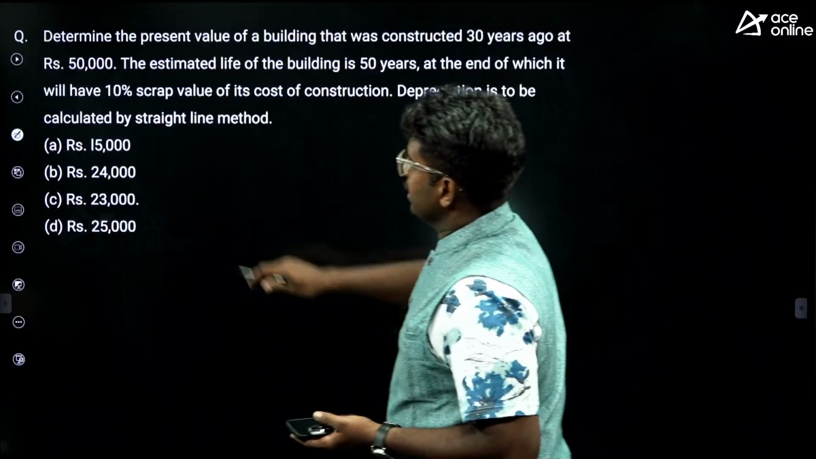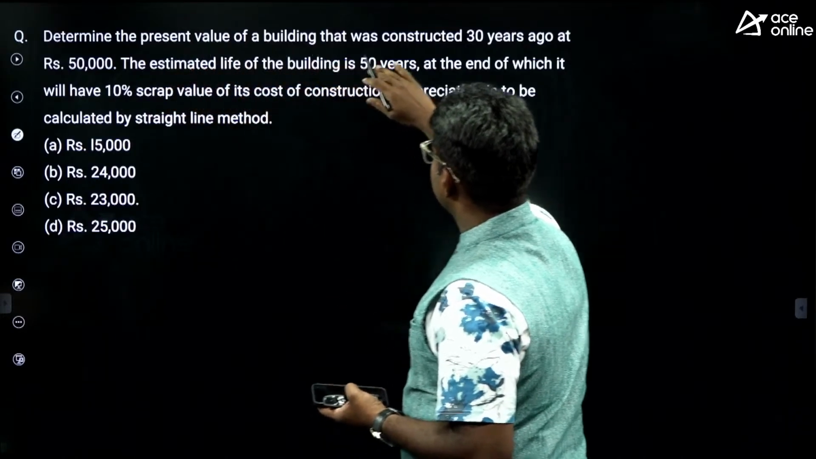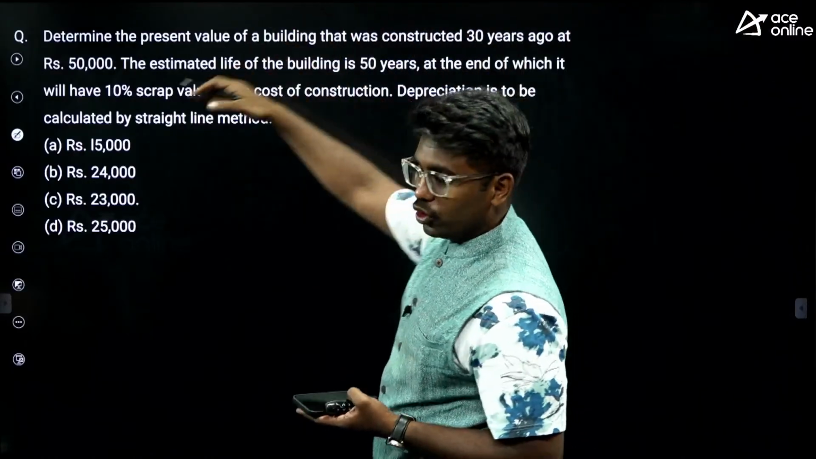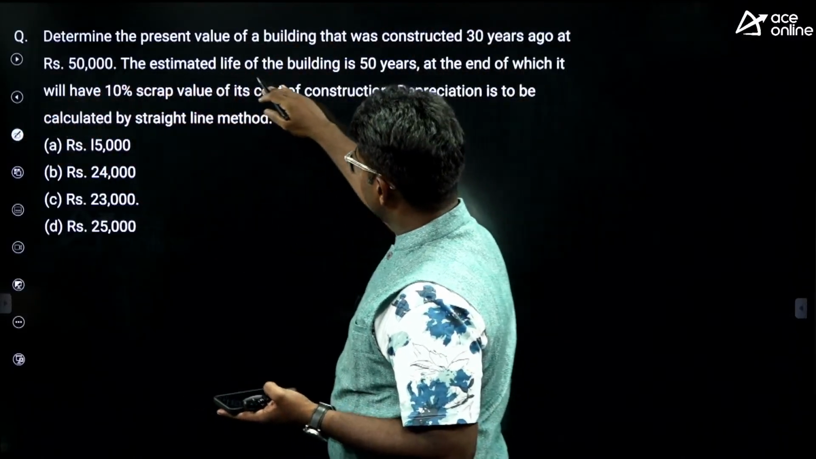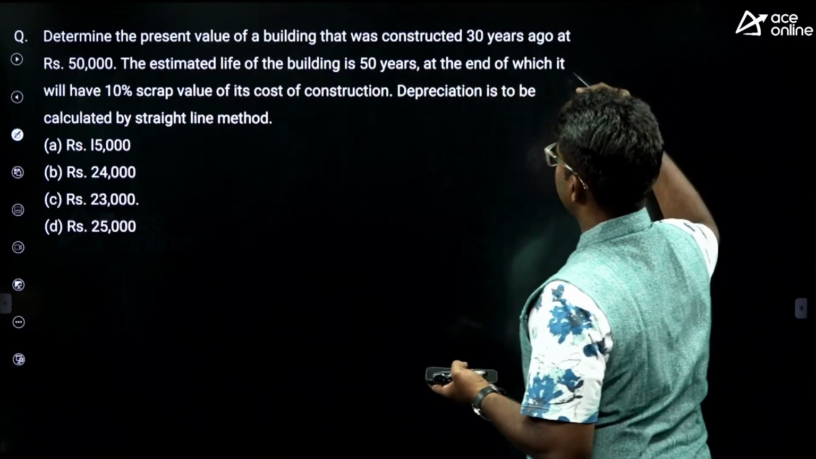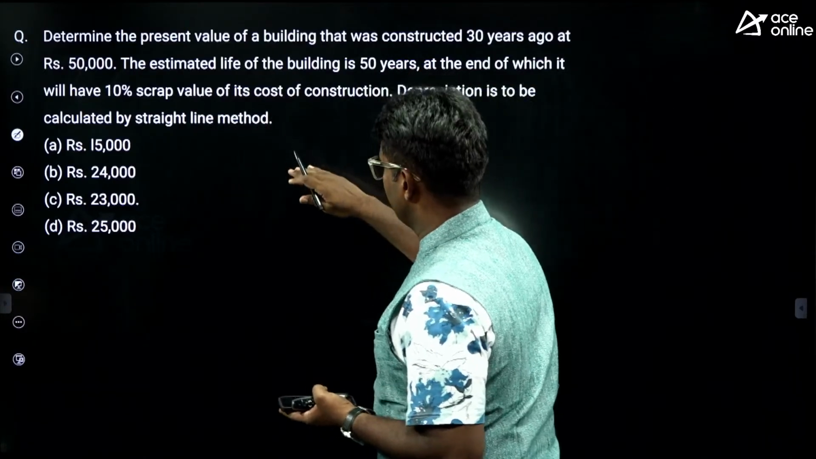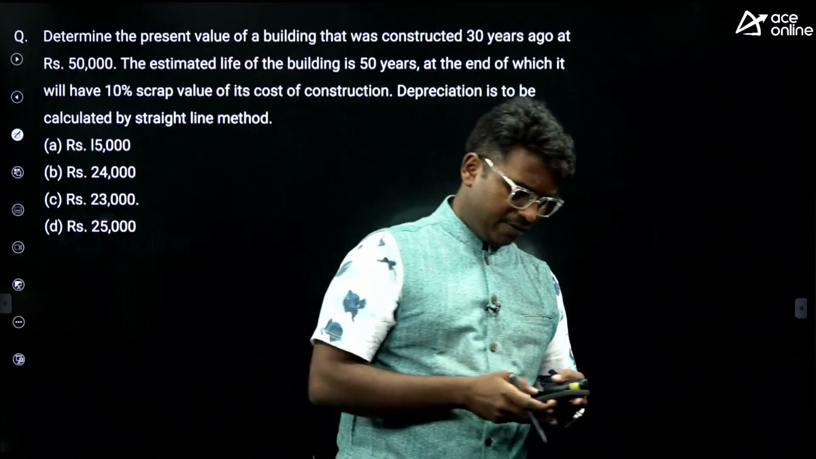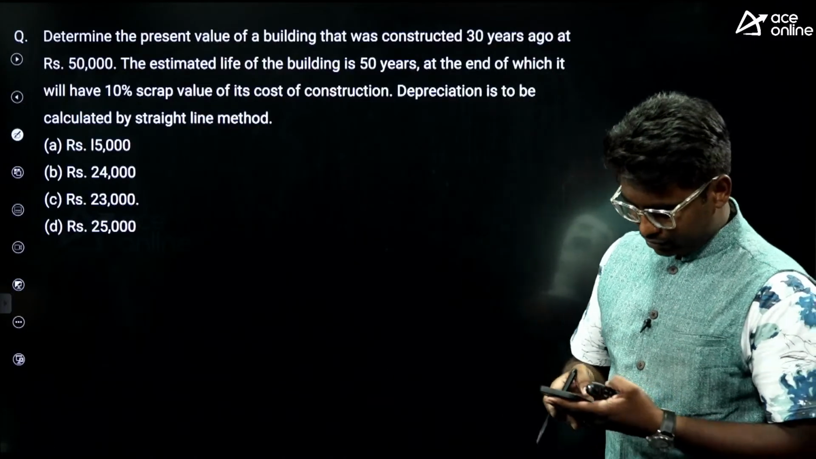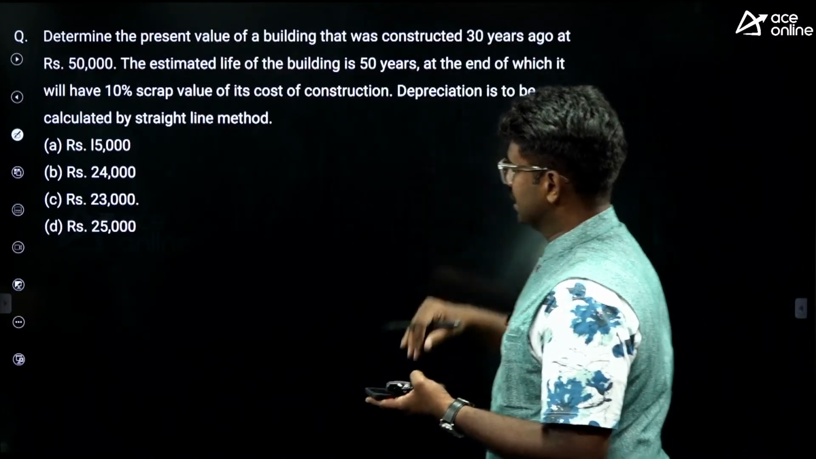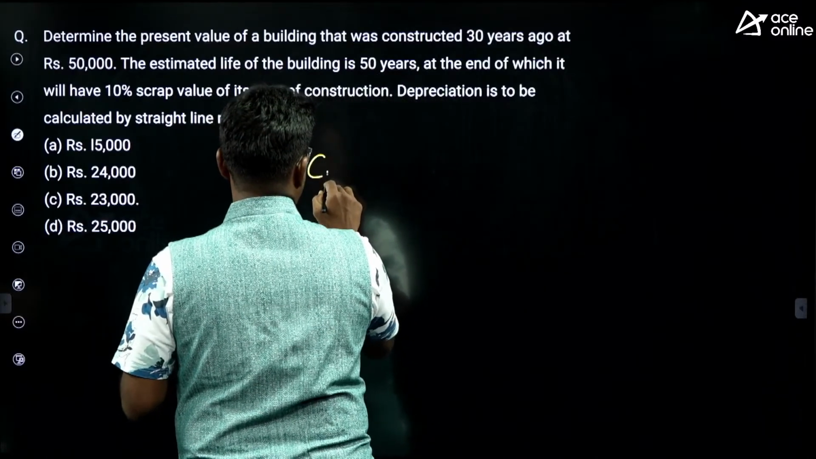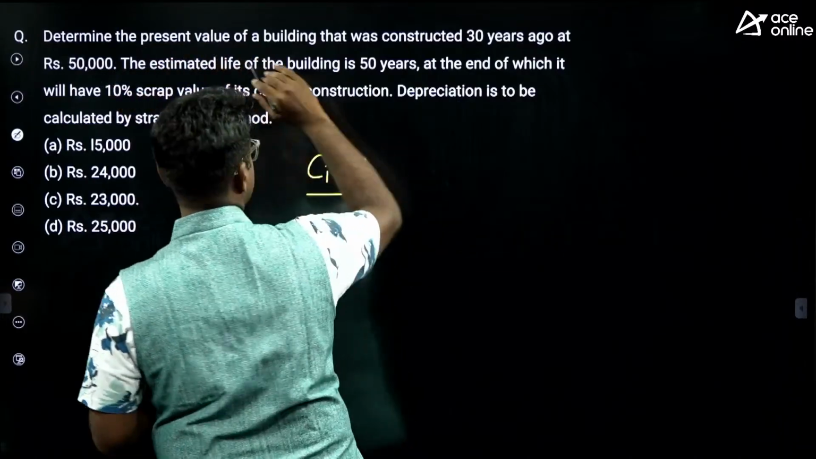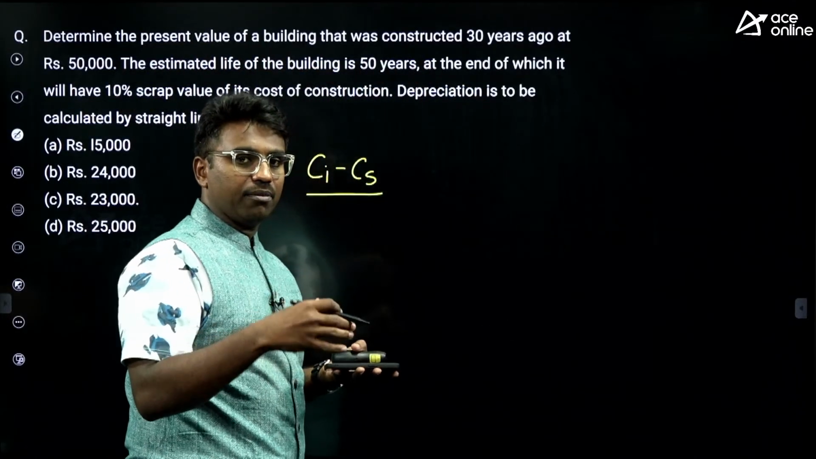Next one. Determine the present value of the building that was constructed 30 years ago at rupees 50,000. The estimated life of the building is 50 years, at the end of which we have 10% scrap value of the cost of construction. Depreciation is to be calculated by the straight line method. Again, same formula, CI minus CS. What is he telling us to find out? Determine the present value. अब कितने को बिकेगा बोल के वो पूछ रहा है.